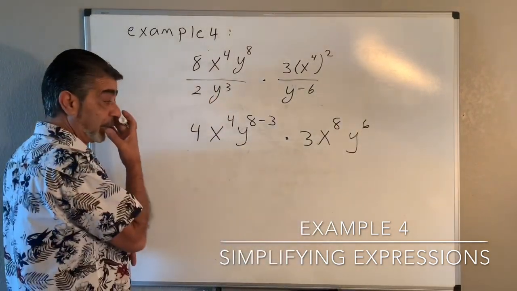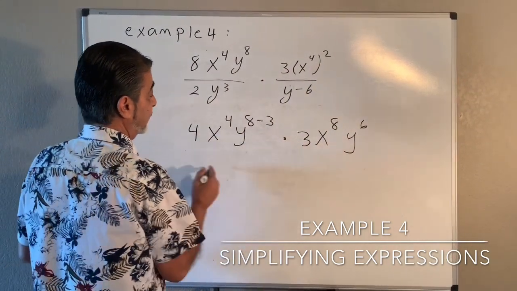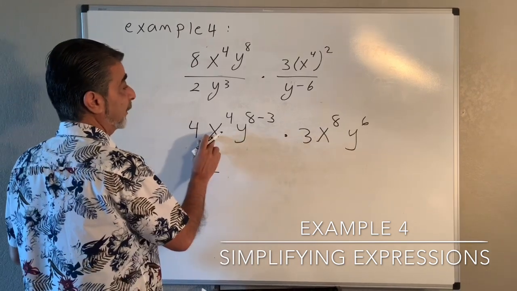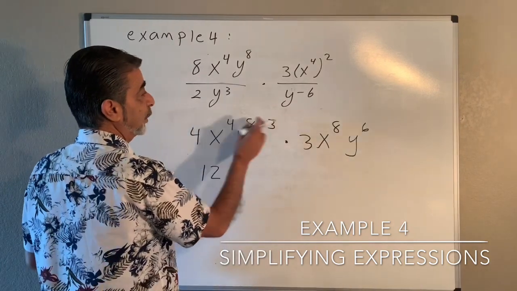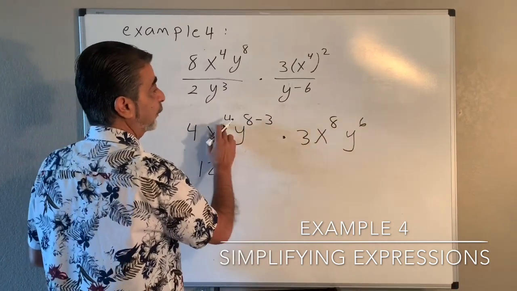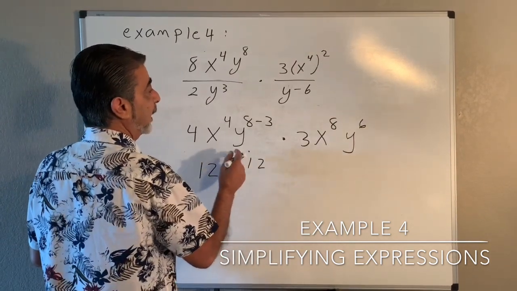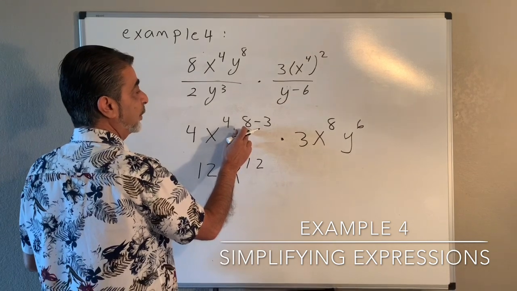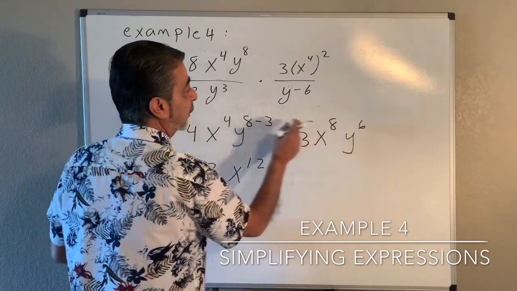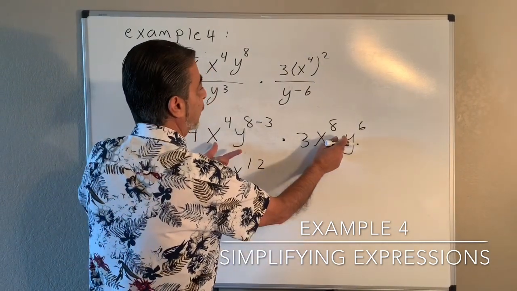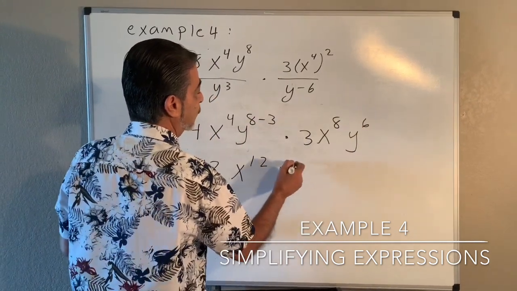Now all we have to do is multiply like terms. So we have 4 times 3, that's going to give me 12. We have x to the power of 4 multiplied by x to the power of 8. Since we are multiplying, we add the exponents. So 4 and 8 is 12. That's x to the power of 12. And then that's going to be y to the power of 8 minus 3, which is 5, y to the power of 5 multiplied by y to the power of 6. We add the exponents. That's going to give me y to the power of 11.